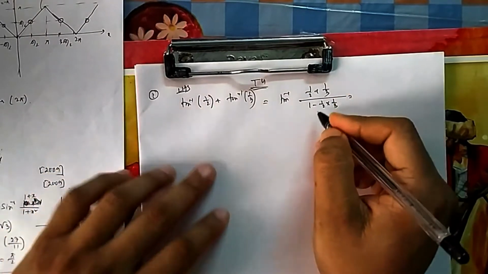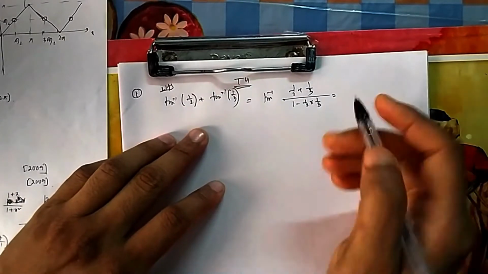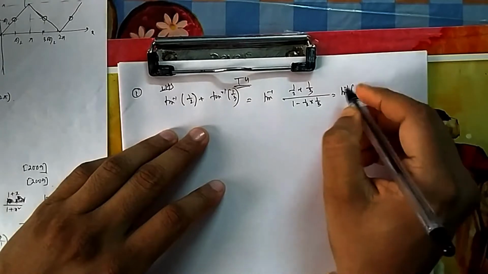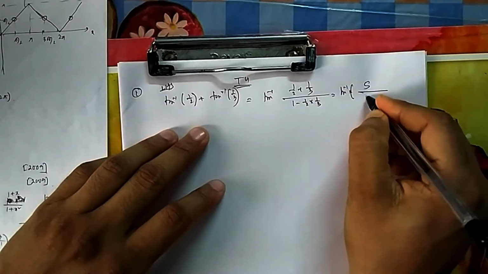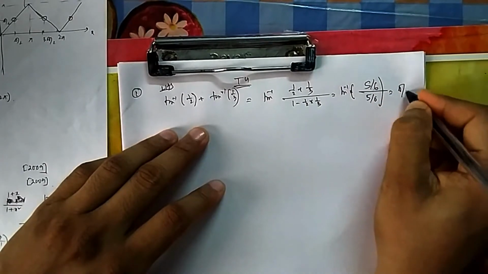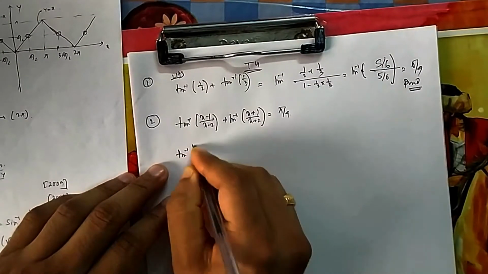For basic level you don't need to remember the critical point, that xy should be less than 1. Those things are not required for basic level. So it is 5 by 6 over 1 minus 1 by 6, that is 5 by 6, 5 by 6. So tan inverse 1, that is pi by 4. So it is proved. Again here the same formula you can apply, tan inverse x plus tan inverse y.